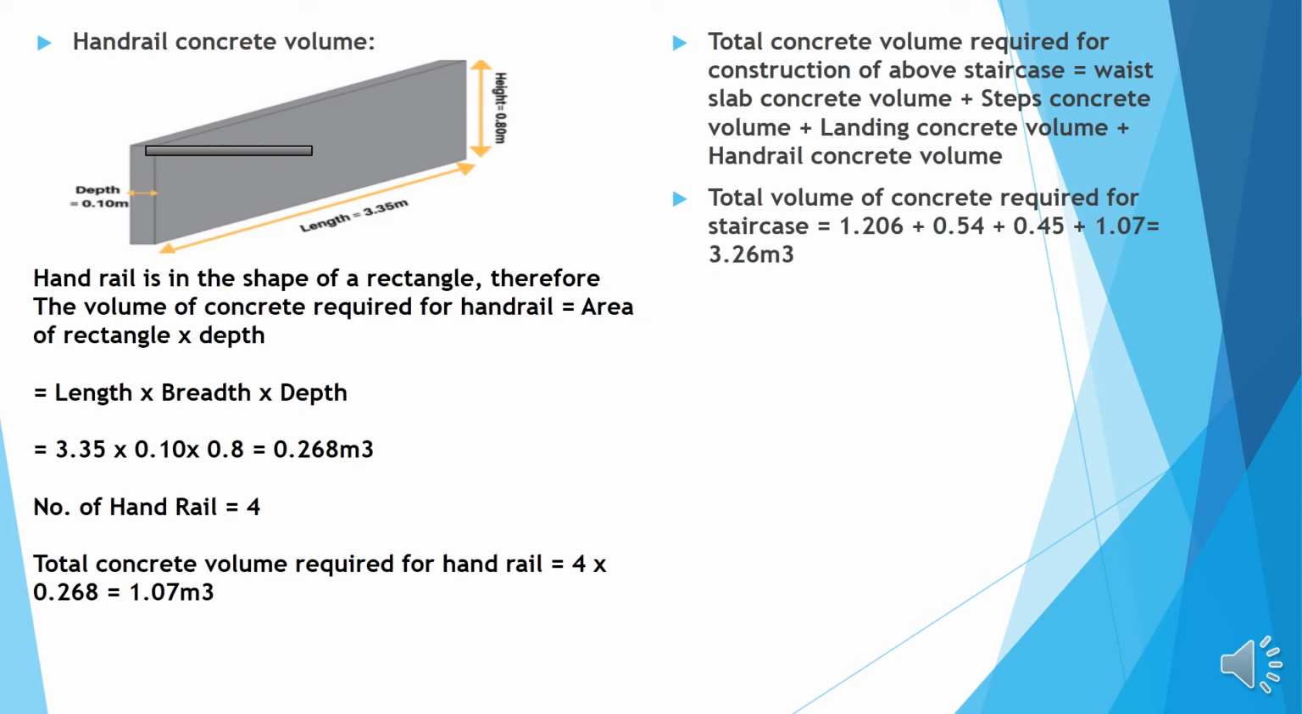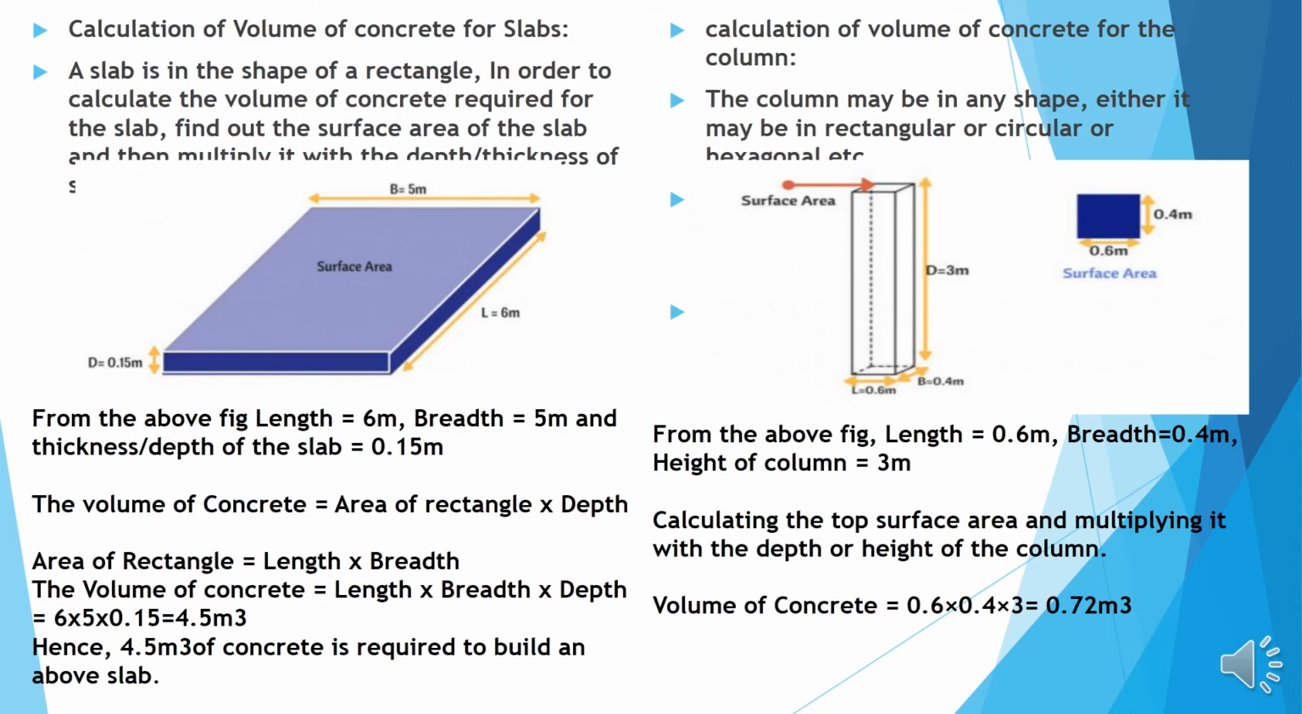Total concreting volume required for construction of the staircase as per the images: waist slab concreting volume plus steps concreting volume plus landing concreting volume plus handrail concreting volume. So, total volume of concrete required for this particular staircase is equal to 1.206 plus 0.54 plus 0.45 plus 1.07, which makes 3.26 cubic meter.